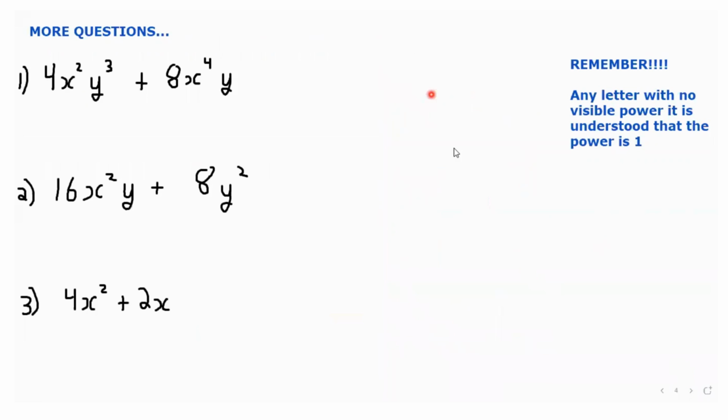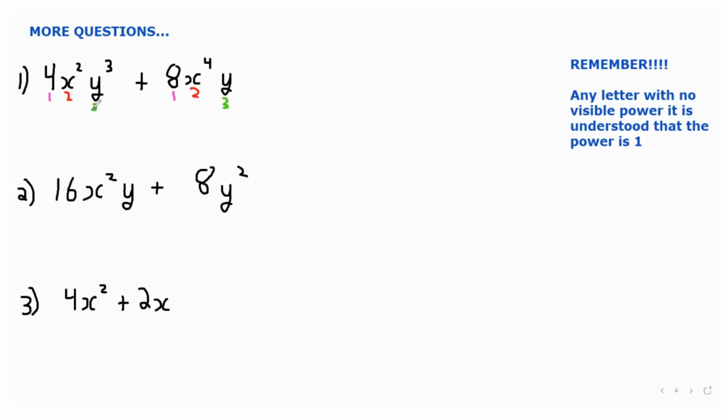Let's go, more questions. So I'm doing this from scratch. So let's go. Number 1. So we have 4x squared y cubed plus 8x4y. So let's go. What is common between these things? Well, the numbers are always common, so we'll label that as 1. What else is common? Well, the x's, so we label this as 2, and the y's, we label that as 3's.